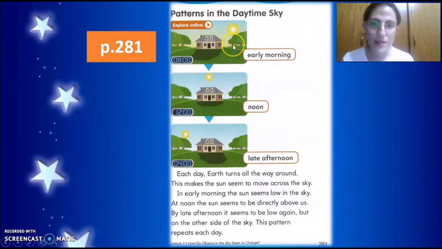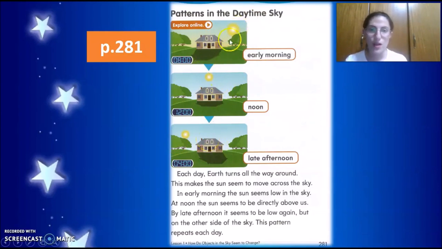Excellent. We can spot that the sun, or the position of the sun, seems to be changing during the day, right? Early in the morning, we could spot it low in the sky on the right side. Then during the noon, it's directly above the house. And then late afternoon, it is low in the sky on the left side, right? And what's happening other than the sun's position?